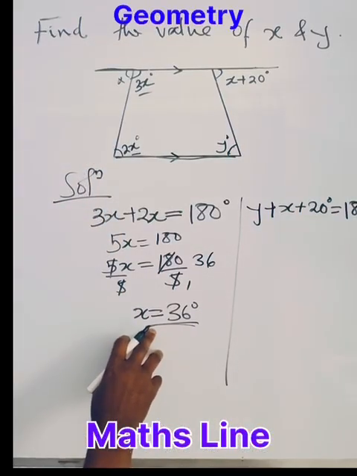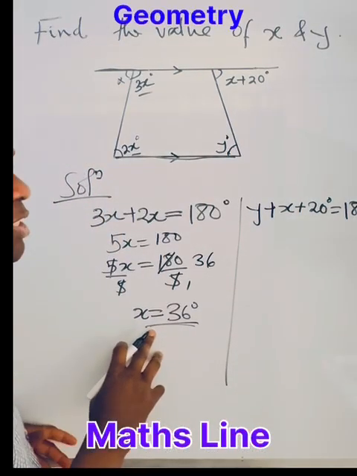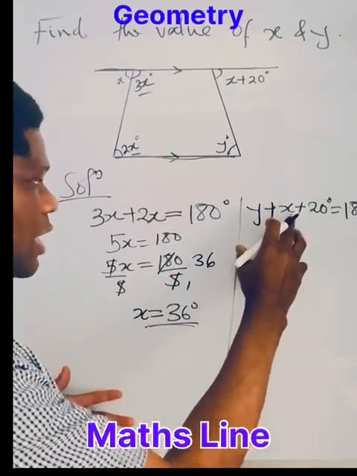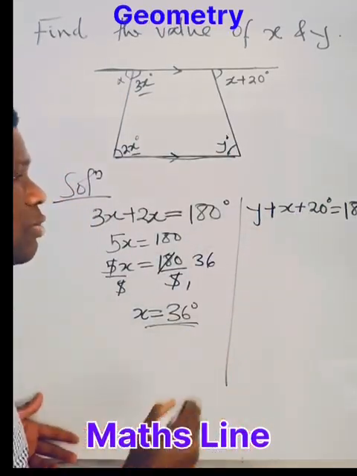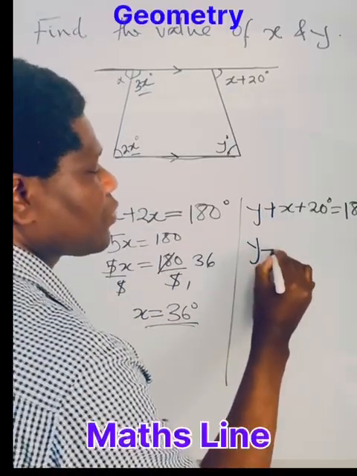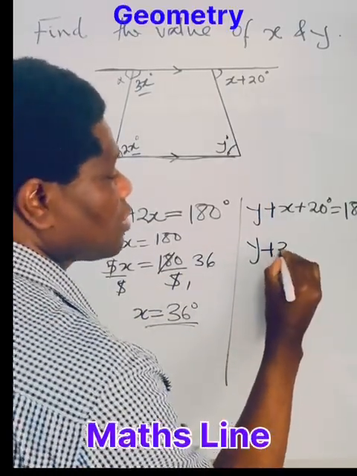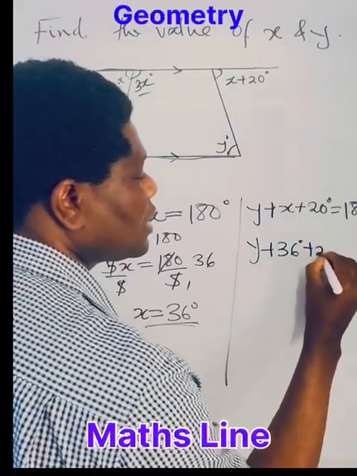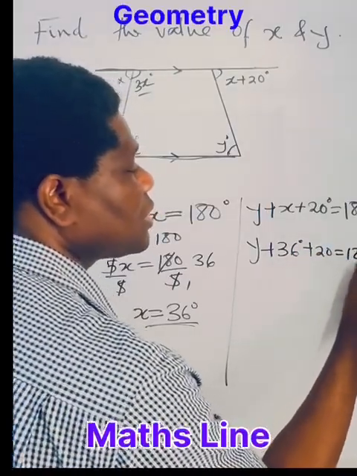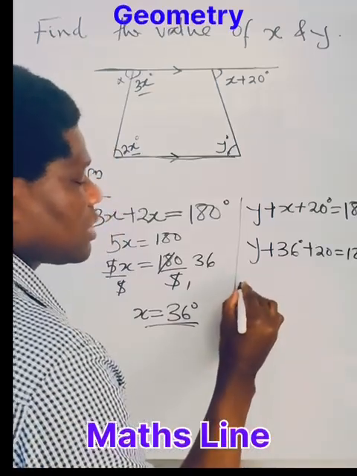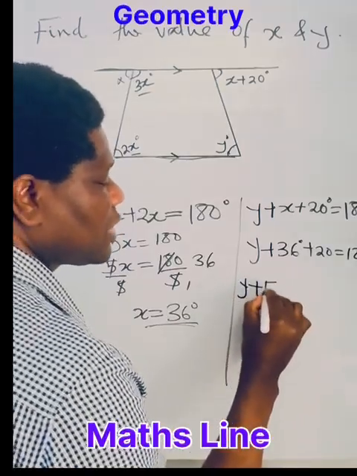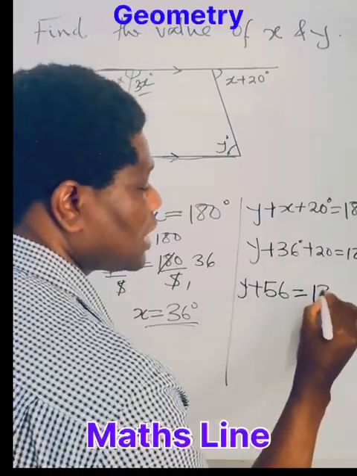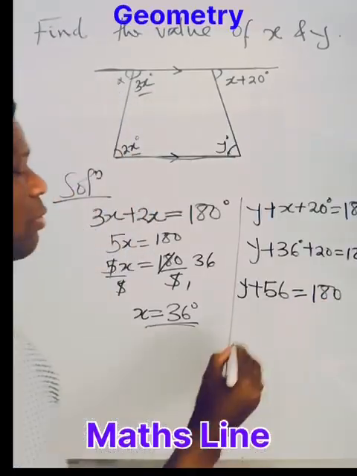Now, don't forget that the value of our x is 36. So let us substitute the value for x as 36. Which then means that y plus 36 degrees plus 20 degrees is equal to 180 degrees. So y plus 56, that is 36 plus 20 gives us 56, is equal to 180 degrees. And what is the value of our y?